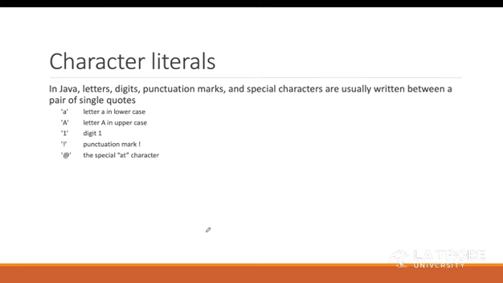As mentioned, a character can be anything, a letter, a digit, any special character, any punctuation mark, and it's written between a single pair of single quotes. So this is a character, this is a character, this is a character as well, and all others are characters.